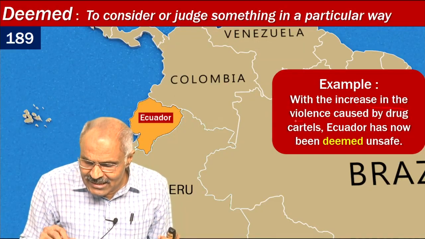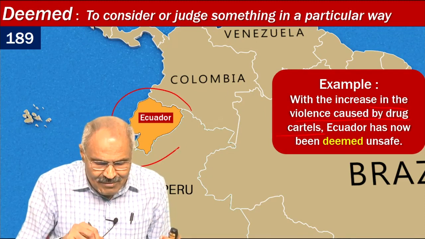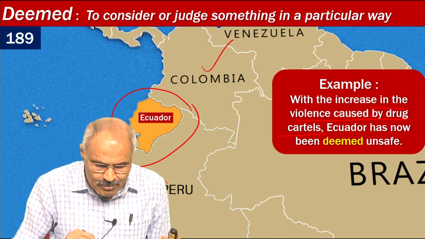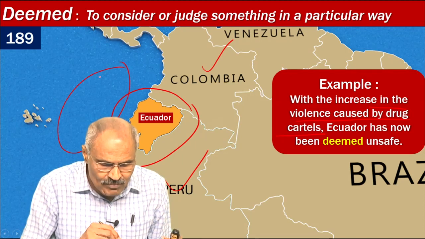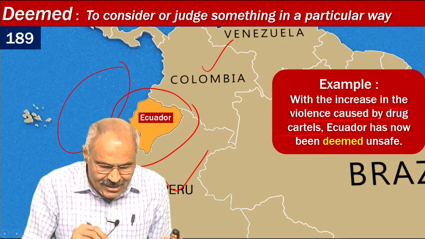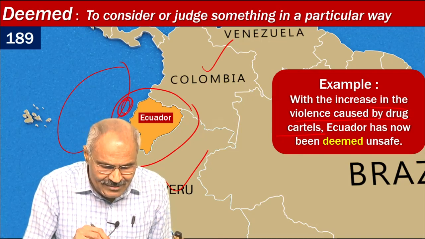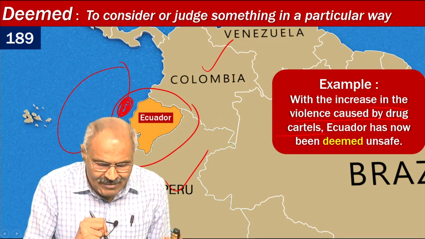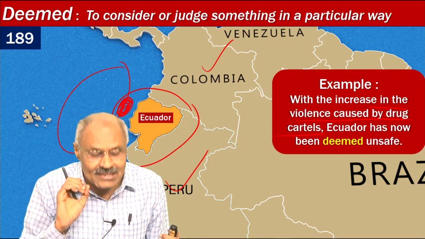And look at another example. With the increase in the violence caused by drug cartels, you see Ecuador, this is the country tucked between Colombia on one side, Peru on the other side, and this is the Pacific coast. And do not forget the Galapagos Islands, situated somewhere here, off the coast of Ecuador. The Galapagos Islands are known for their biodiversity.